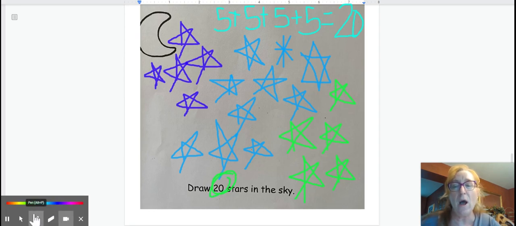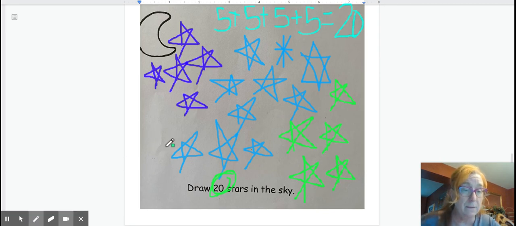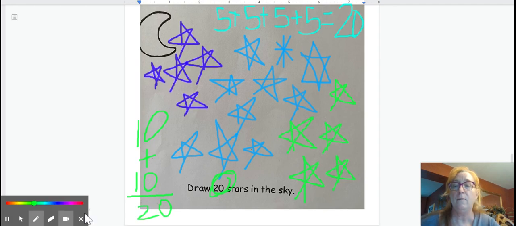Okay, don't forget though, I do want you to challenge yourself to try to think mathematically and to make some problems up that equal 20 as well. So let's say you did 10 plus 10. That could also give you 20. Okay, you could do an up and down math problem where you have the numbers above each other like that. That equals 20. Okay, what other ways could you show 20?